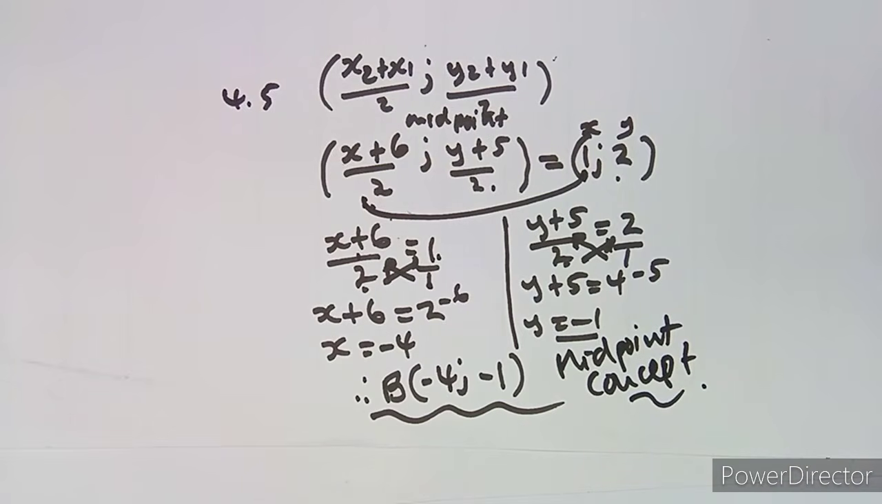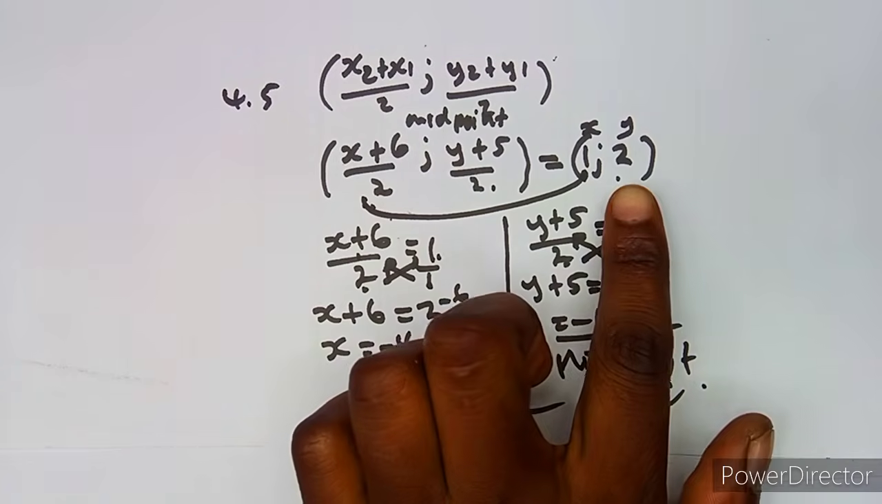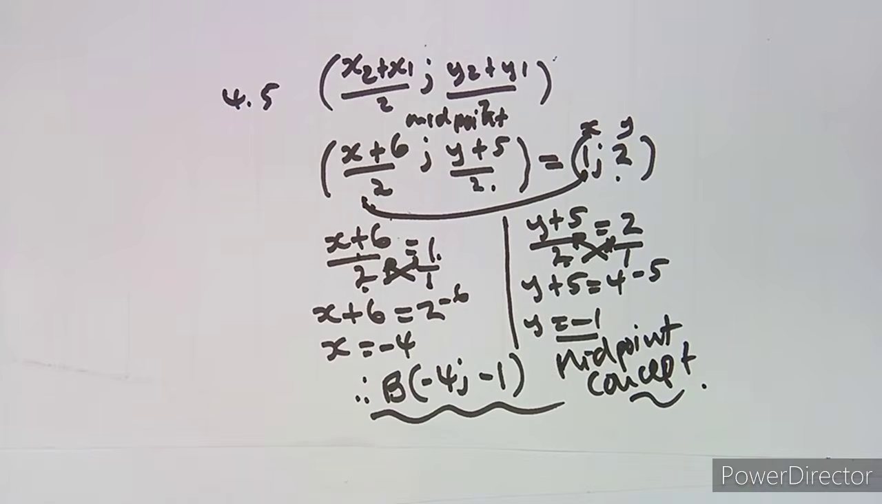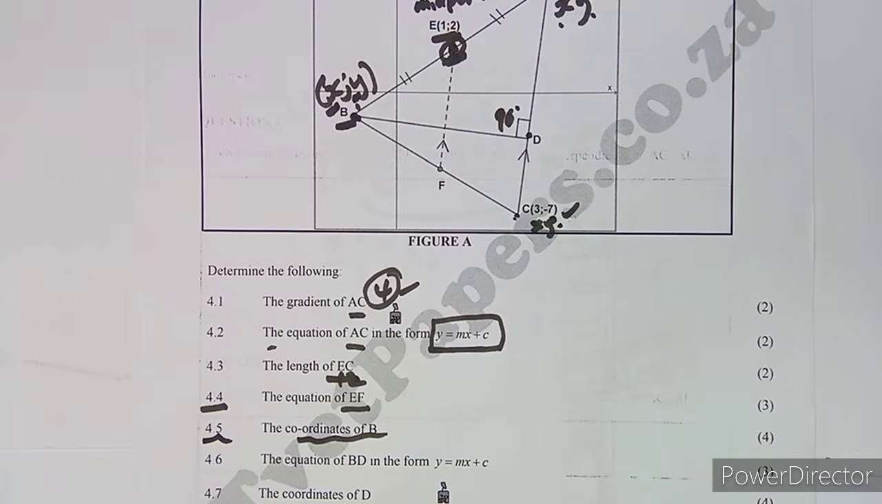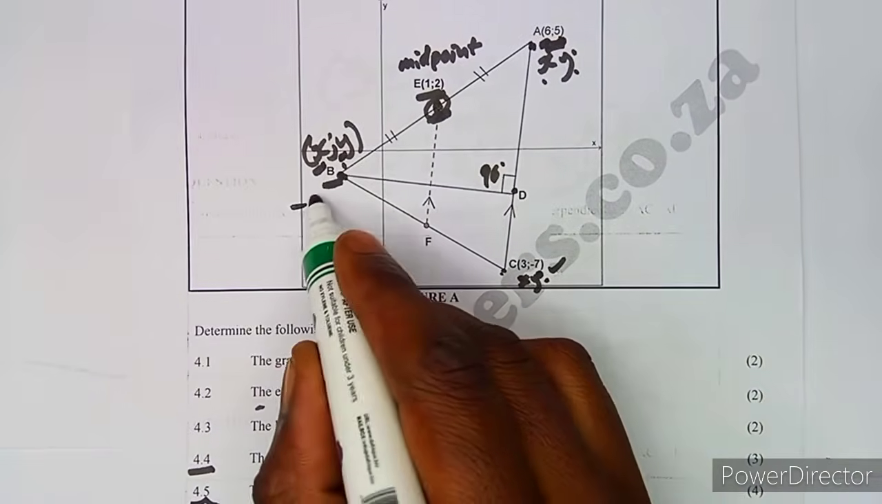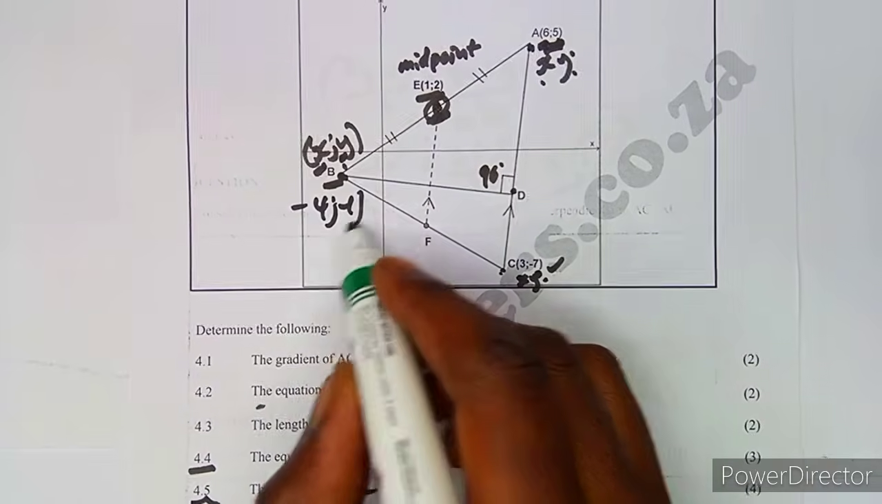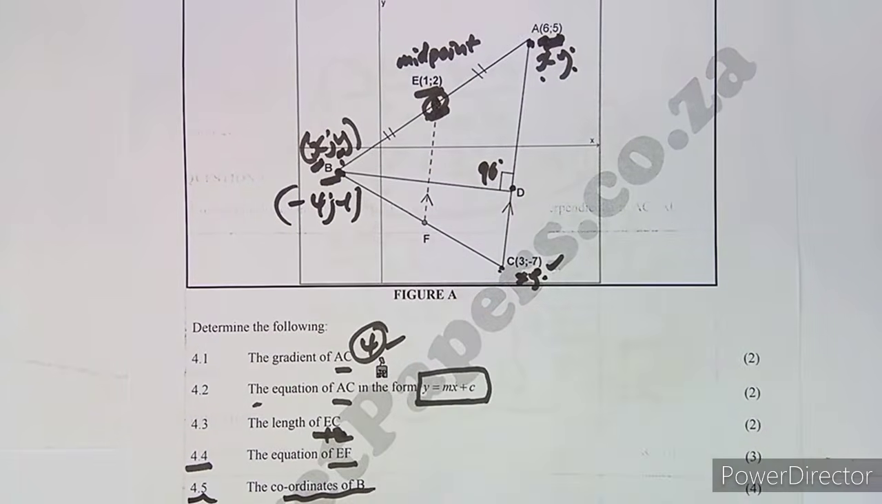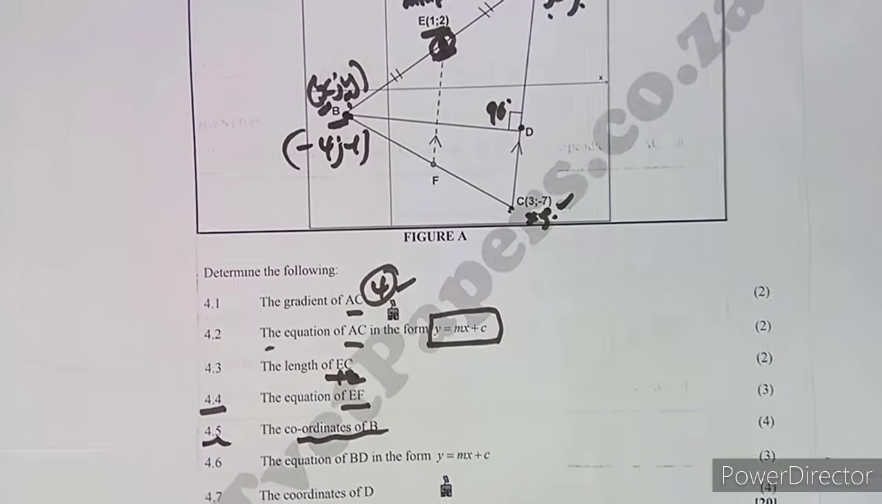When you are given a midpoint, you can find the midpoint in terms of x and y. Then you equate that midpoint to the one that you are given from your diagram, which is (1, 2). Okay, so we have the point B, which is (-4, -1). That's (-4, -1). Maybe we might use this point later on, so let's just indicate it.